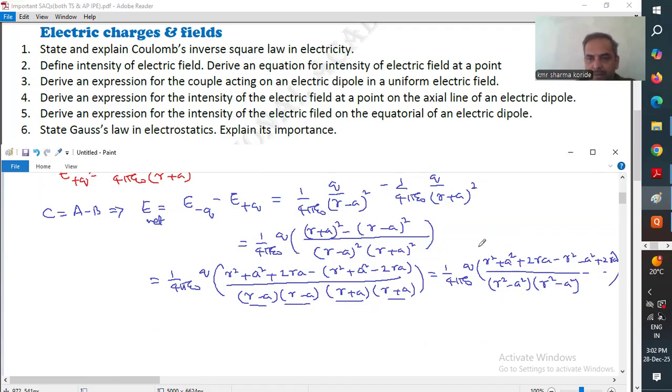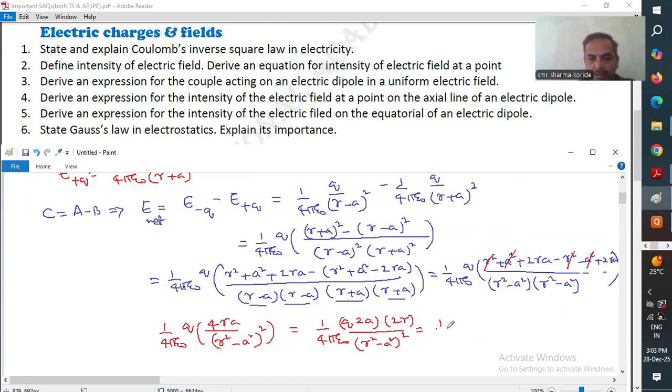Next, you can continue this step as R square and R square get cancelled. A square and A square get cancelled. So 2RA plus 2RA along with 1 by 4 pi epsilon naught and Q. 2RA will be 4RA. At the denominator it is R square minus A square whole square. So you can split 4RA as 1 by 4 pi epsilon naught Q into, from this to 4RA you write 2A because this is dipole moment. Remaining will be 2R divided by R square minus A square whole square.